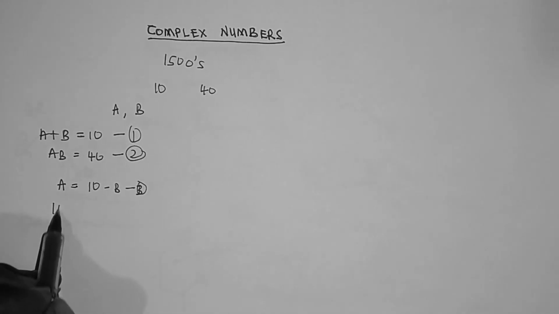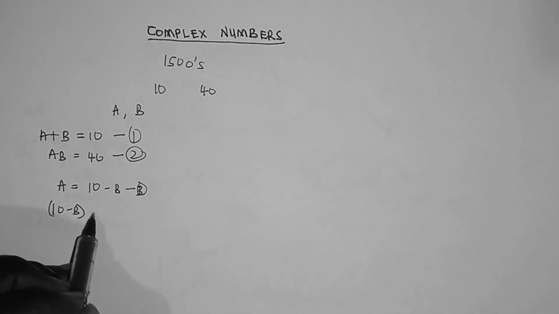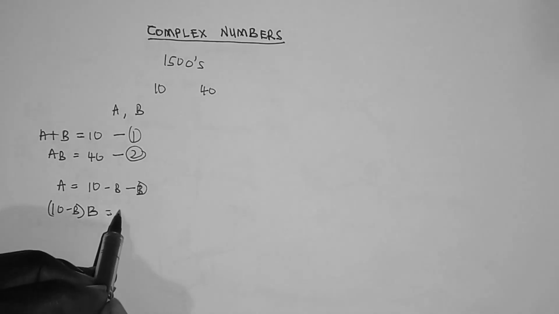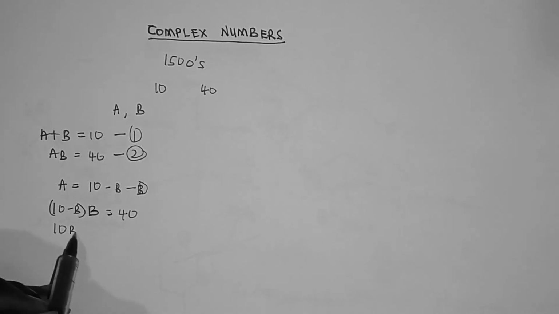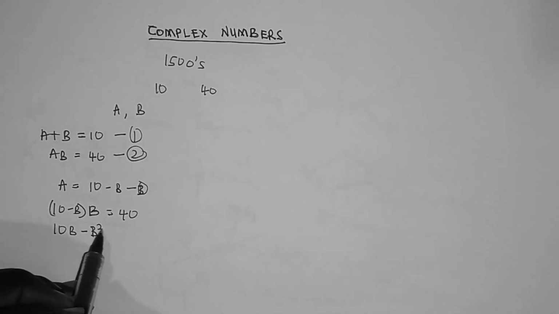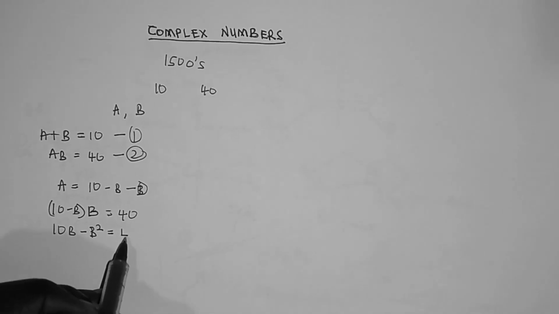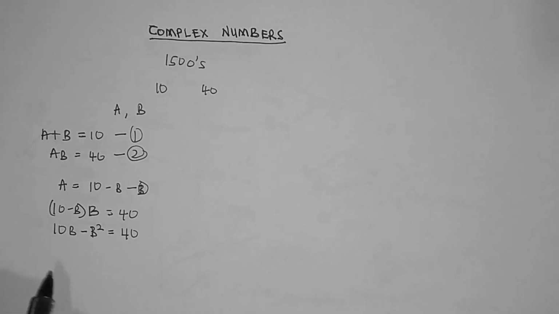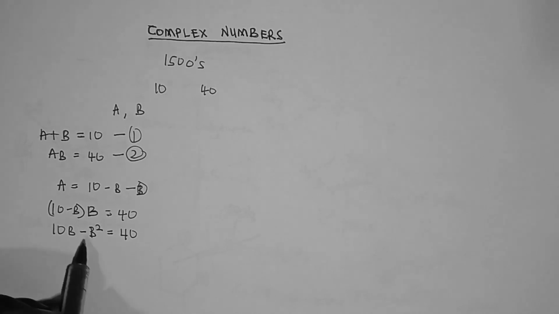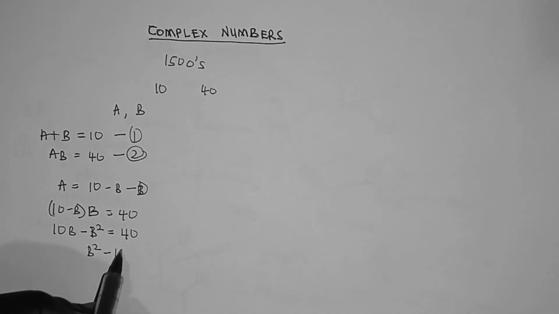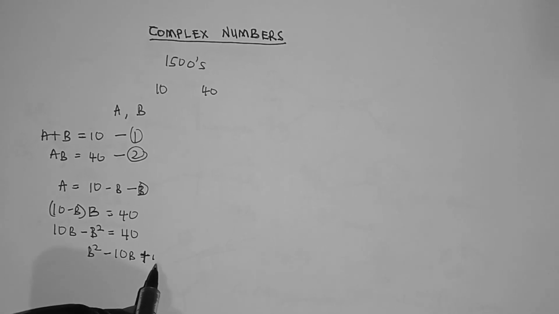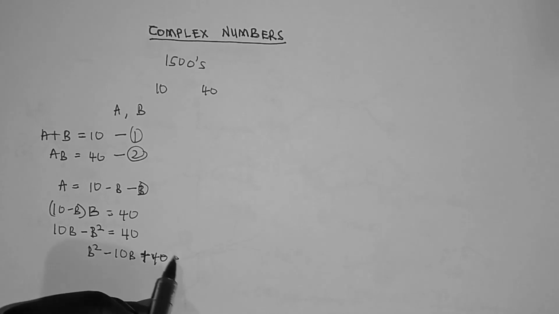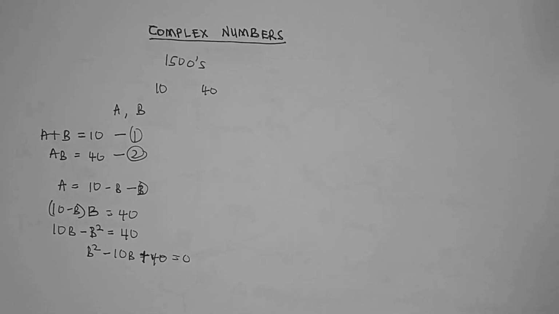Let's put equation 3 in equation 2. So (10 minus B) times B is equal to 40. Let's multiply through by B. 10B minus B squared is equal to 40. Then let's take everything to the right hand side. So B squared minus 10B plus 40 is equal to 0. So let's solve for the values of B.